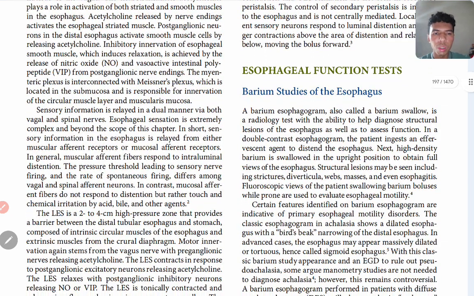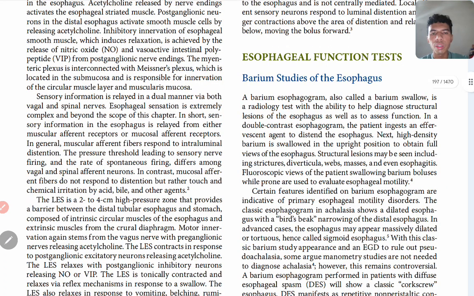Esophageal function tests. Barium studies of the esophagus. Barium esophagogram, also called barium swallow, is a radiology test that helps diagnose structural lesions of the esophagus as well as assess function.